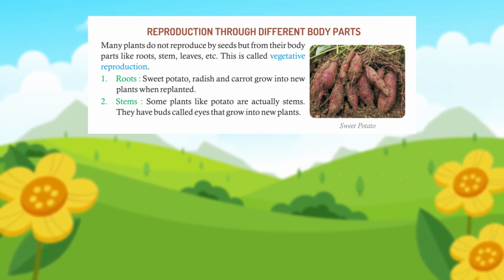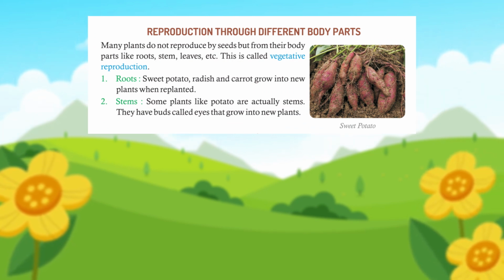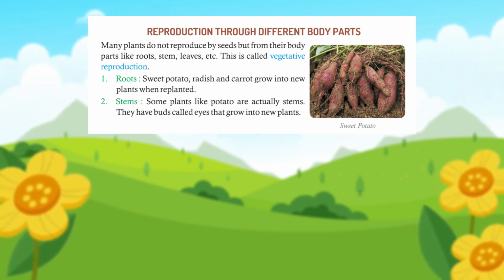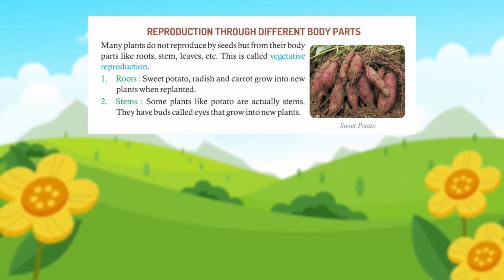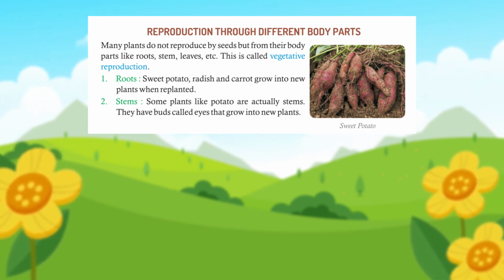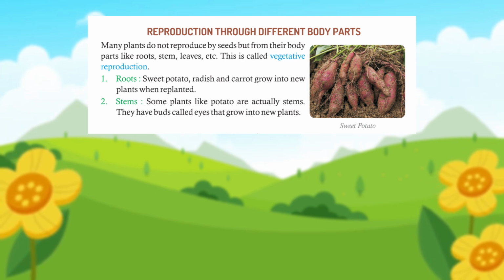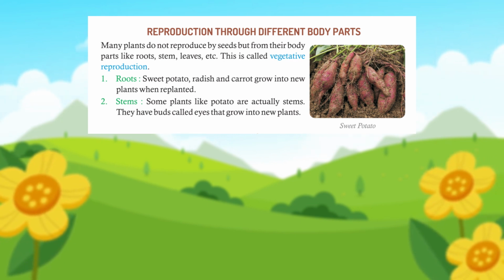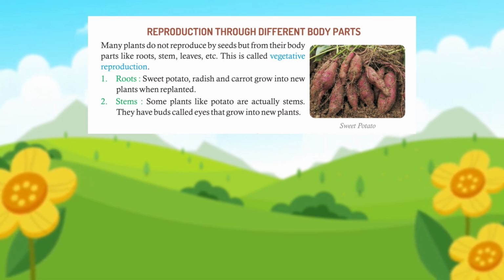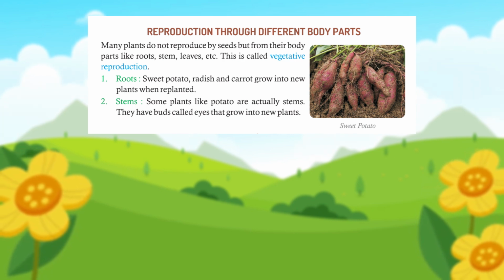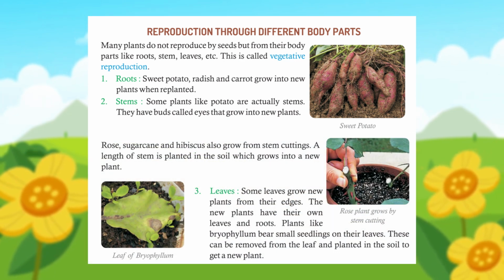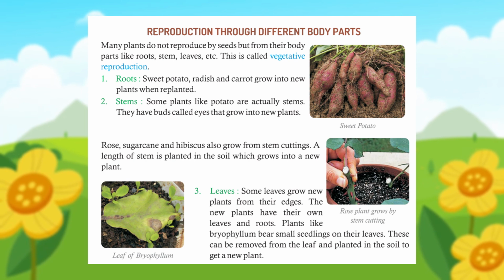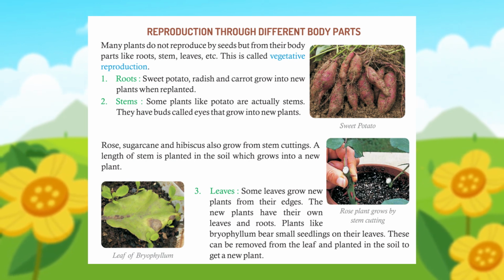Reproduction through different body parts. Many plants do not reproduce by seeds but from their body parts like roots, stems, leaves, etc. This is called vegetative reproduction. 1. Roots. Sweet potato, radish and carrot grow into new plants when replanted. 2. Stems. Some plants like potato are actually stems. They have buds called eyes that grow into new plants. Rose, sugarcane and hibiscus also grow from stem cuttings. A length of stem is planted in the soil which grows into a new plant.